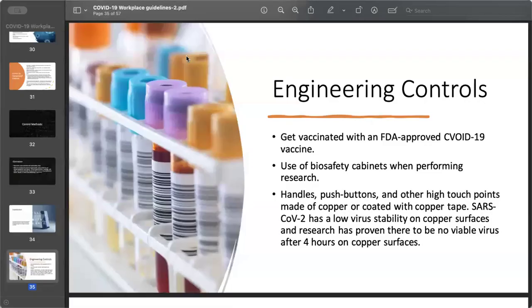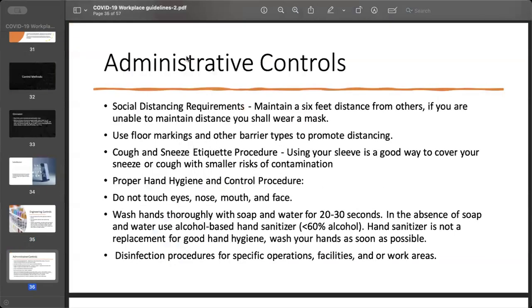Engineering controls include getting vaccinated with an FDA-approved COVID-19 vaccine, and using a biosafety cabinet when performing research. Handles, push buttons, and other high-touch points can be made of copper or coated with copper tape. SARS-CoV-2 has low virus stability on copper surfaces, and research has shown there to be no viable virus after 4 hours on a copper surface.